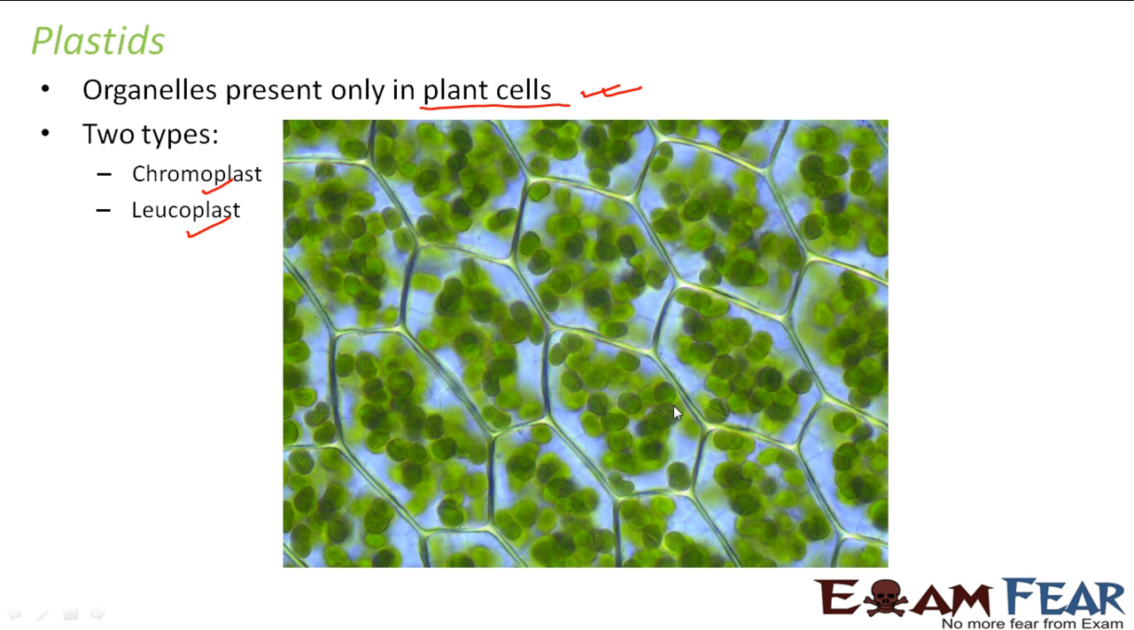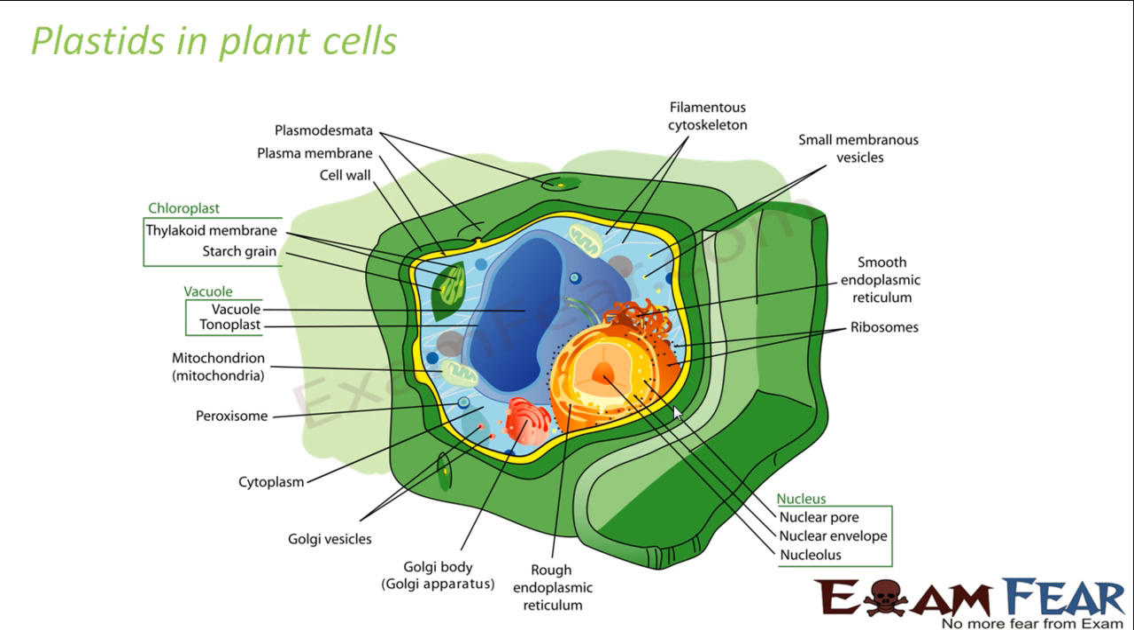So broadly there are two types, chromoplast and leucoplast. So let us talk about one by one in detail. Where do we see plastids in a plant cell? First let us locate plastids in a plant cell. You can locate plastid here. This chloroplast is a type of plastid. These green colored structures are nothing but plastids. We will talk about chloroplast in the next few slides.